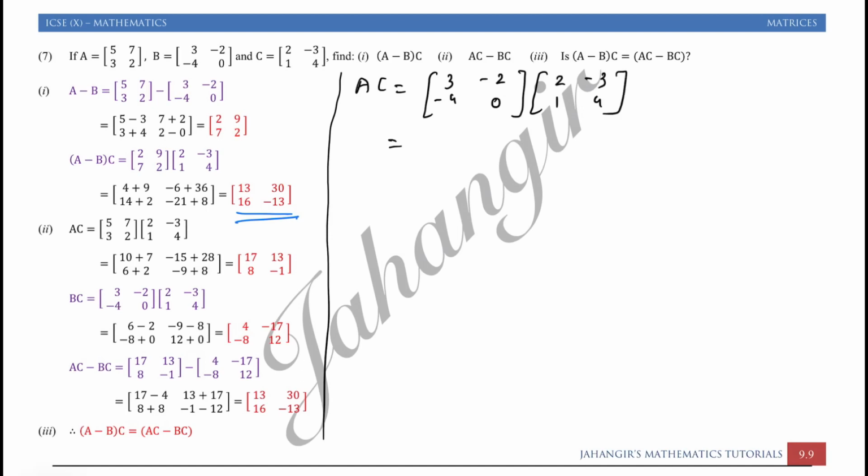So multiplying this, 3 2s are 6, first row with first column. 3 2s are 6 minus 2 1s are 2. 4 2s are minus 8 plus 0 into 1 is 0. 3 3s are minus 9 minus 8. 4 2s are minus 8. 4 3s are 12 plus 12. 0 into 4 is 0.